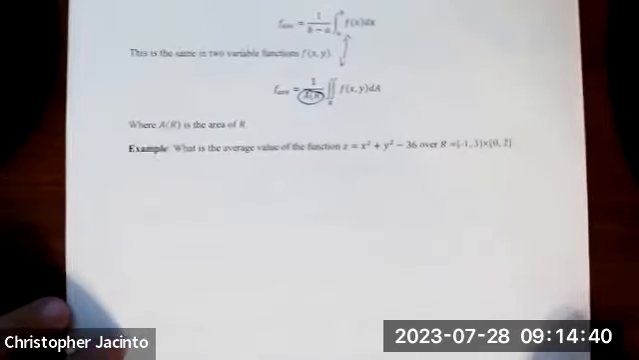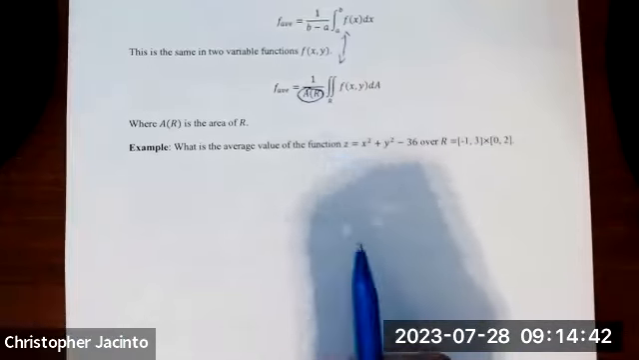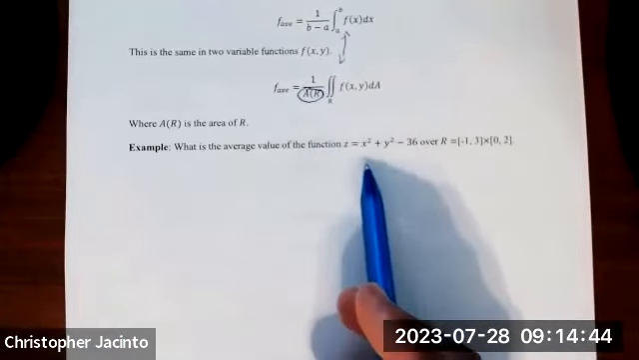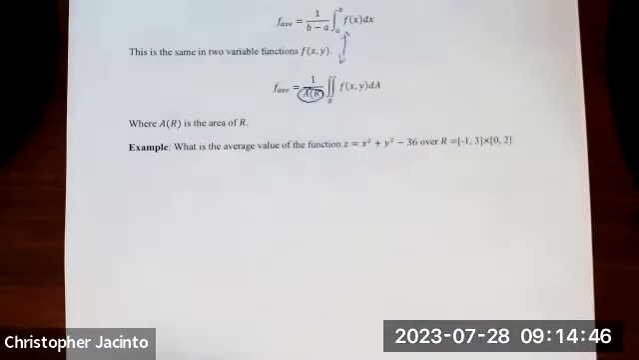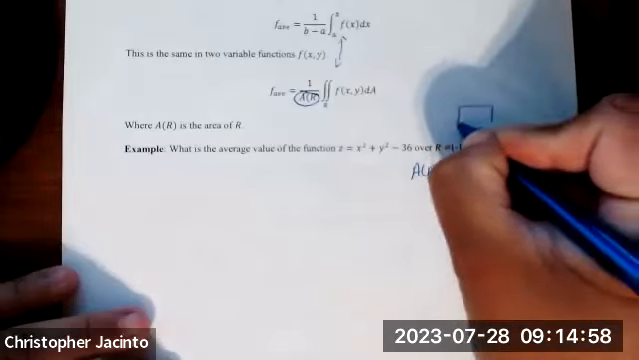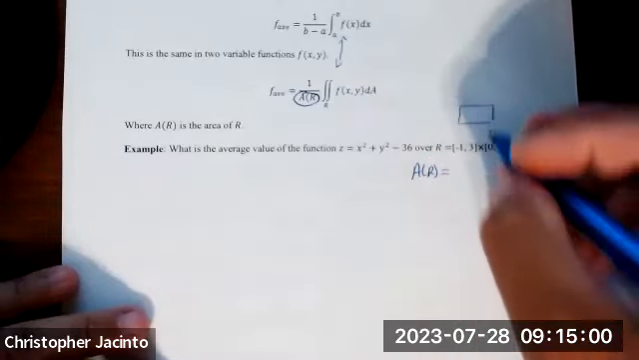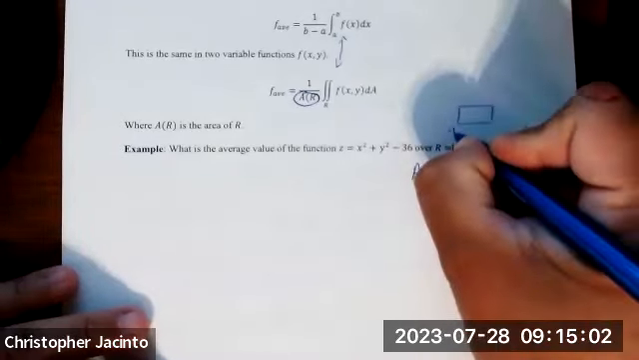Okay. So we want to figure out what is the average value of the function x squared plus y squared minus 36 over our region R. So first, we just have to find the area of our region. And since it's a rectangle, it's just length times width. Right? So x goes from -1 to 3, and y goes from 0 to 2.